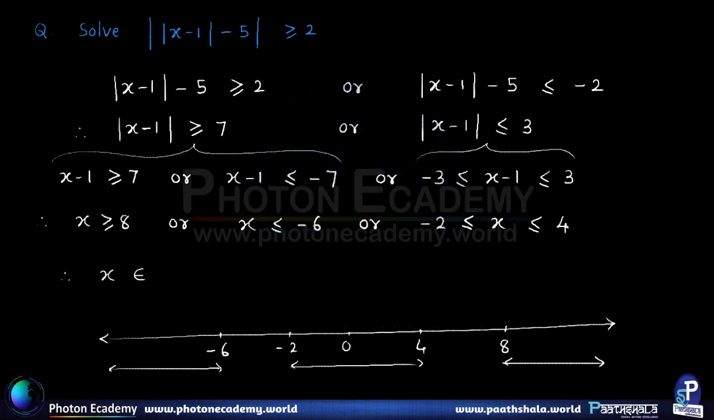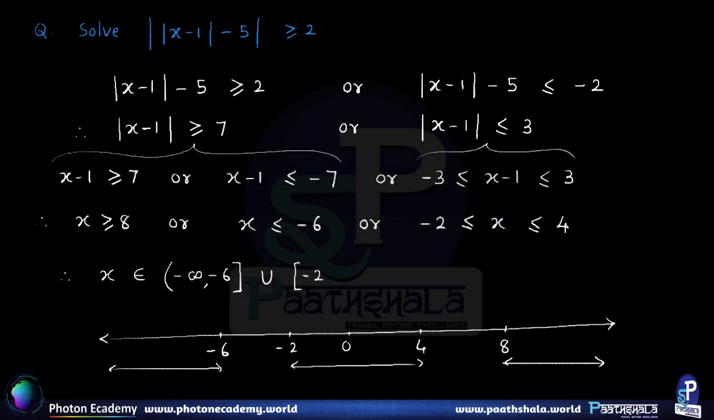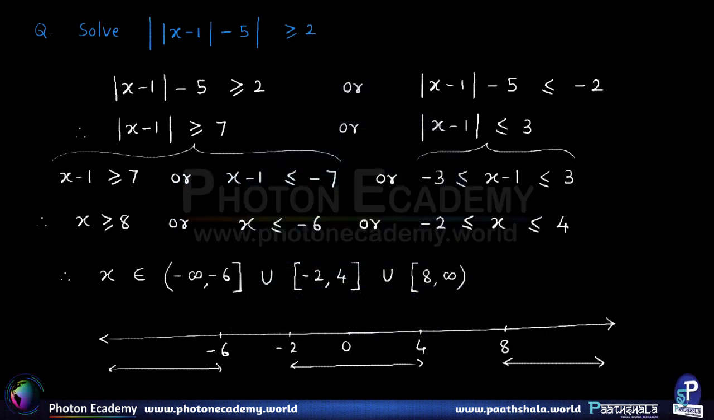So the first set is minus infinity to minus 6. It will be closed at minus 6 because that is also allowed. The second region is from minus 2 to 4, that's the middle region. The third region would be from 8 onwards towards positive infinity. So this is the domain of the required inequality. That means these are the allowed values of x for the inequality to hold.